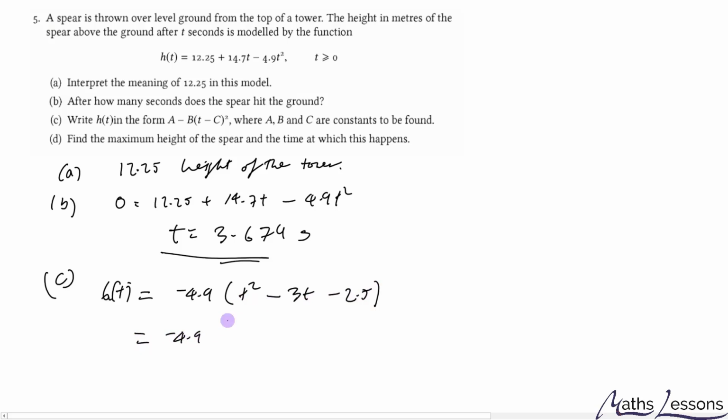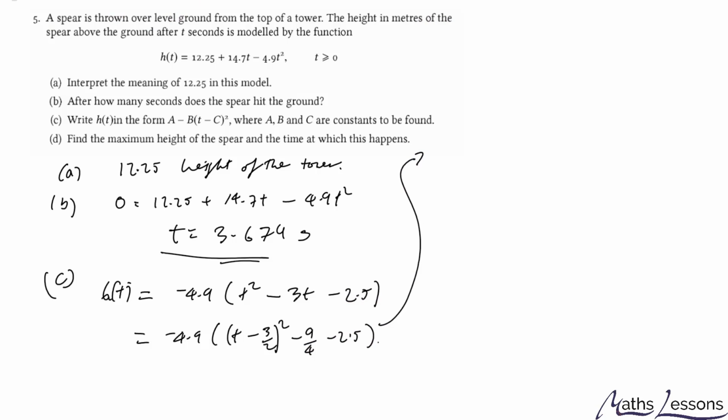Then complete the square for the middle bit. So we're going to get t minus 3 over 2 all squared. And then what I do is I take this way squared, so minus 9 over 4, and then add on that bit there, minus 2.5.